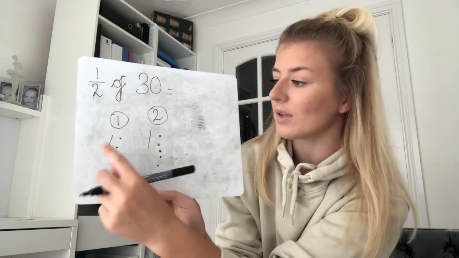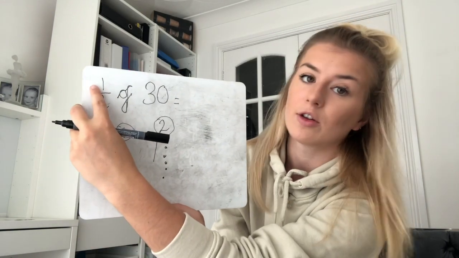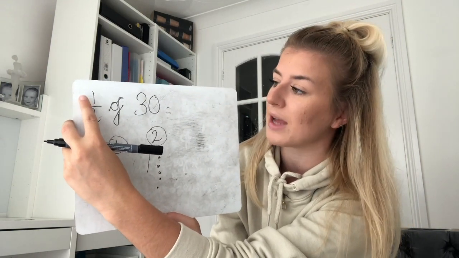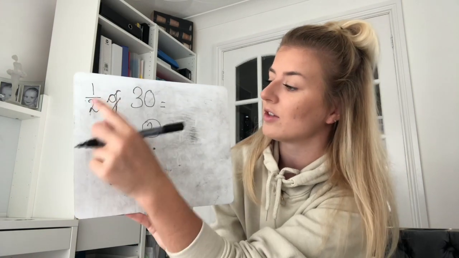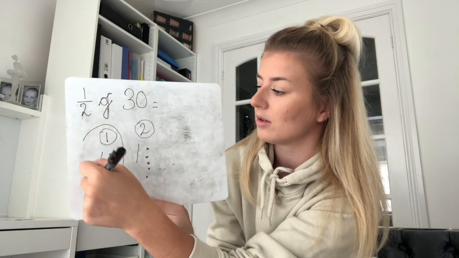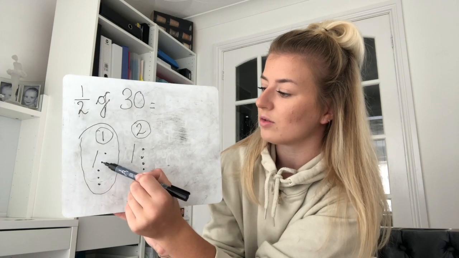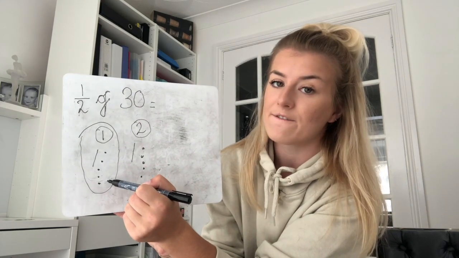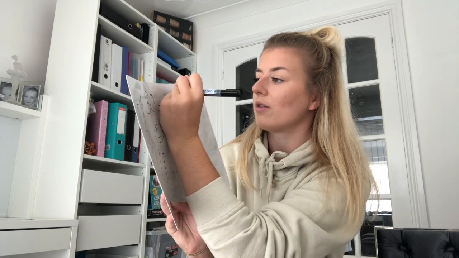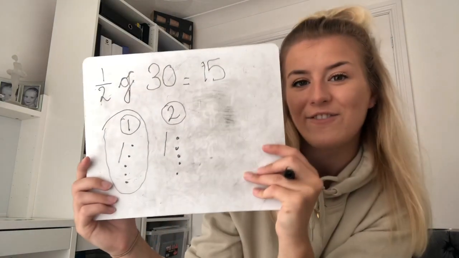Okay, so let's have a look at the numerator. The top number tells me how many parts I need to look at. So 1, let's circle 1. Okay, so I've got a 10 stick, so 10, 11, 12, 13, 14, 15. 1/2 of 30 is 15.